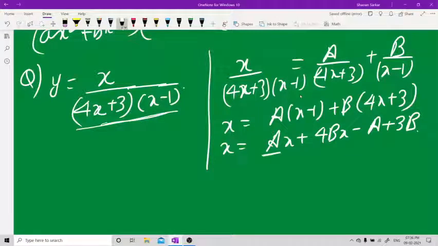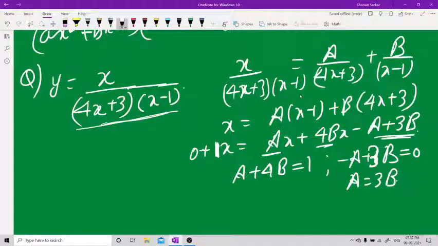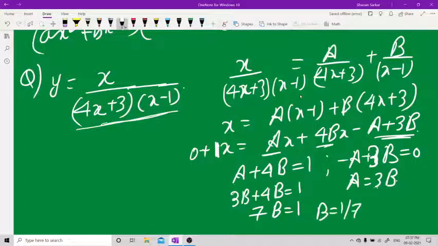So you have this and this: a plus 4b, the coefficient is 1 here, a plus 4b is equal to 1, and minus a plus 3b, this is the constant, the constant here is 0, plus 0 you can write, so this is minus a plus 3b is equal to 0, therefore a is equal to 3b. Now put a here, that is 3b plus 4b is equal to 1. So 7b is 1, therefore b is 1 by 7 and a is 3 by 7.